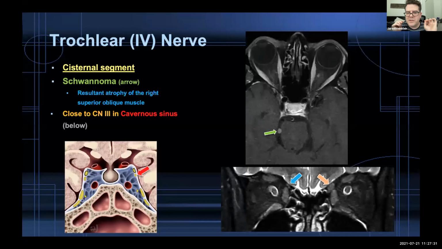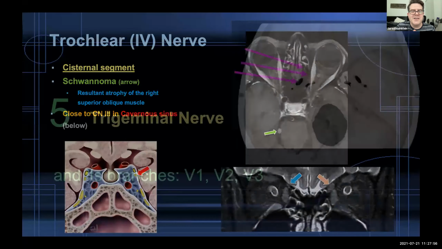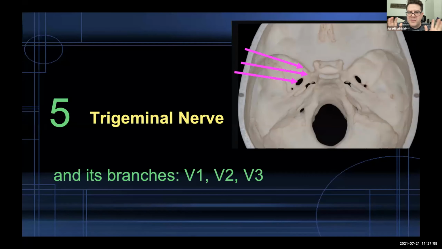Okay, so here's an example of a little schwannoma, which is, again, the most common tumor, the little green arrow. And then on the orbit image down on the right, you can see the blue arrow pointing to the superior oblique muscle, which is atrophic. So little tiny nerve has a little tiny tumor, and the little tiny muscle is atrophic. That's what all these pictures show.